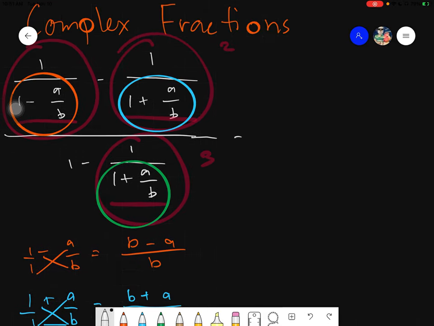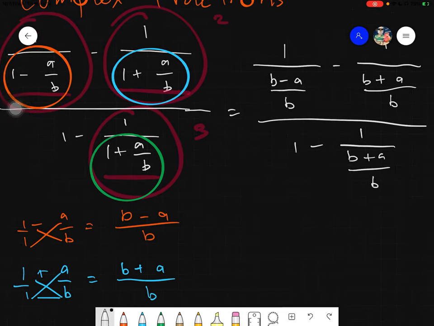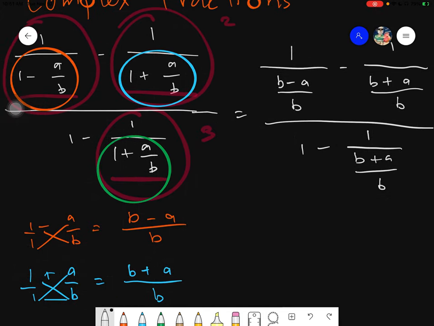Then we will have the following given. So we did not touch this one. We also did not touch the fraction bar. We only touched the denominator, giving us b minus a over b minus 1 over c. Our blue one, it's b plus a over b over the denominator of 1 minus 1 over b plus a over b. Okay, so this is our given now.